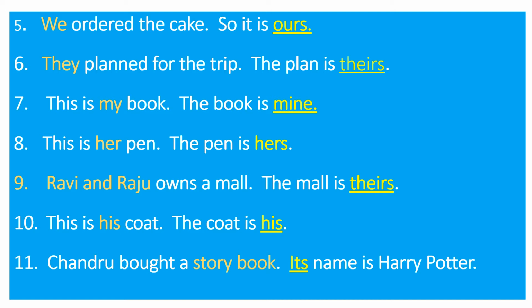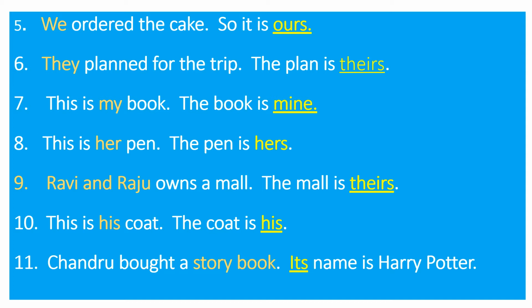The next sentence, Ravi and Raju own a mall. The mall is theirs. So here, Ravi and Raju are nouns, isn't it? What type of noun are they? They are proper nouns, isn't it? So, instead of Ravi and Raju, what is the possessive pronoun we are going to use? We are using theirs. So, why are we using theirs? Because it is plural. Ravi and Raju are not singular. They are plural. So, for Ravi and Raju, we are using the possessive pronoun theirs.